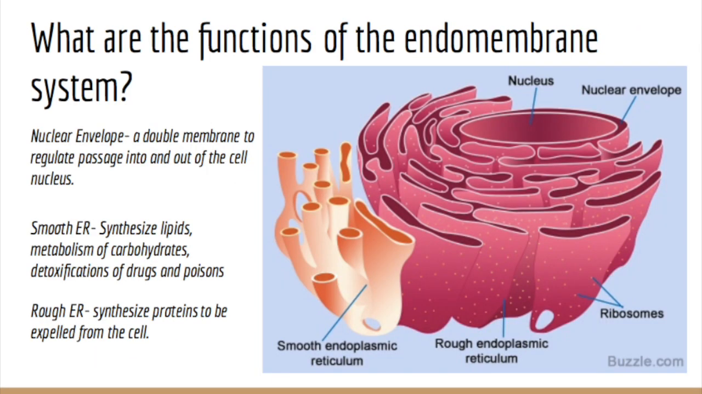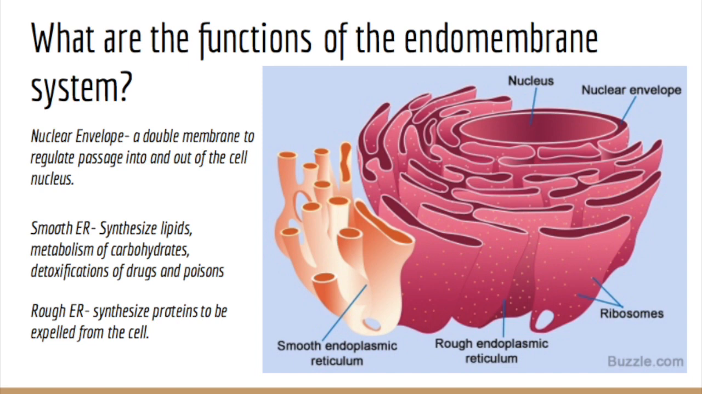What are the functions of the endomembrane system? There's the nuclear envelope, which is a double membrane of phospholipid bilayers that regulates passage to the nucleus for macromolecules like RNA and proteins, but lets water and oxygen and other small molecules in without a problem. That gives way to the rough ER, or the rough endoplasmic reticulum, which is in charge of translating polypeptide chains into folded functional macromolecules, usually proteins.